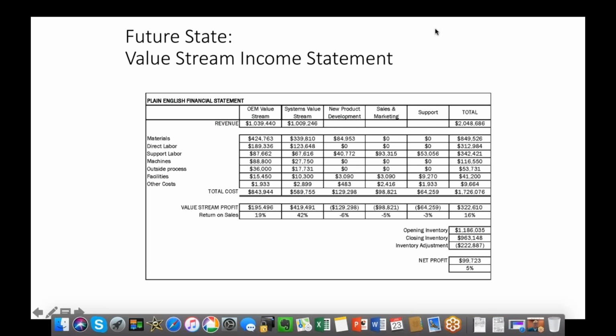Over the course of the years of teaching and training people on value stream income statements, what I found is that lean operational people love the value stream income statement, and financial executives love the value stream income statement. And it's very important to get value stream income statements into your lean business sooner rather than later.